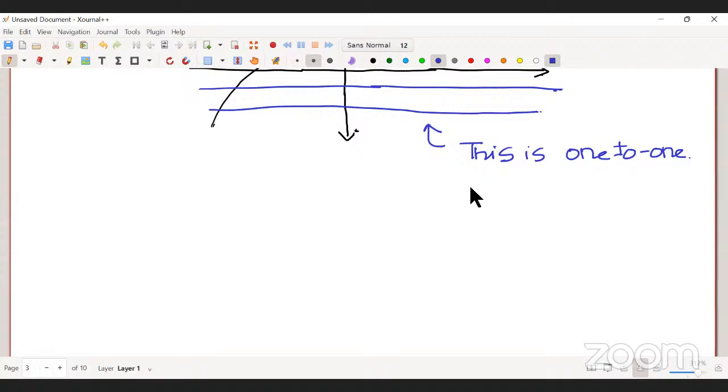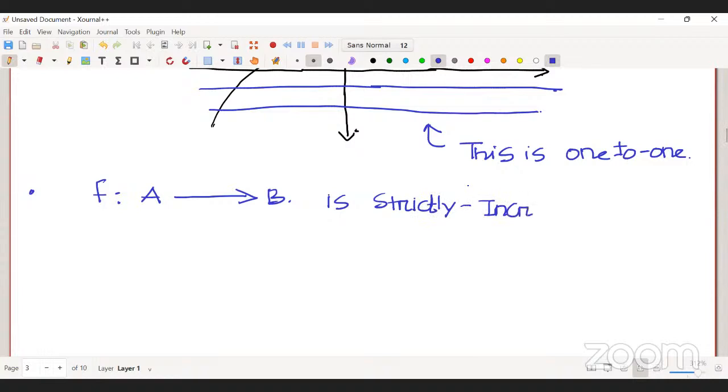There are a few special types of one-to-one functions. Before that, we'll talk about some classes of one-to-one functions, using which we can generate a lot of one-to-one functions. These classes are basically strictly increasing functions and strictly decreasing functions. Suppose I have a function f from A to B, and I can say this f is a strictly increasing function.